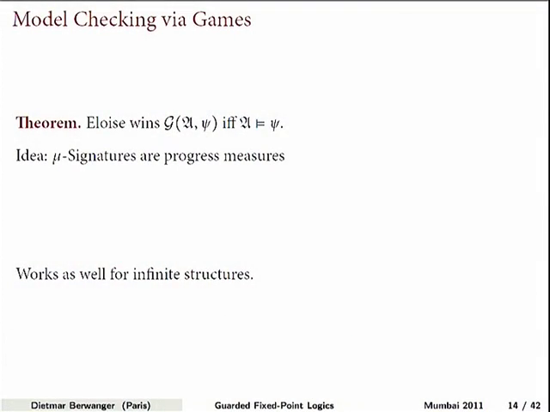So this gives us immediately a proof that if a formula is true, then we have a winning strategy to win this game. So if the formula is true, then we win the game, and the other way around as well. And this does not depend on having finite structures. All we need is finitely many priorities. So a finite formula. Okay.